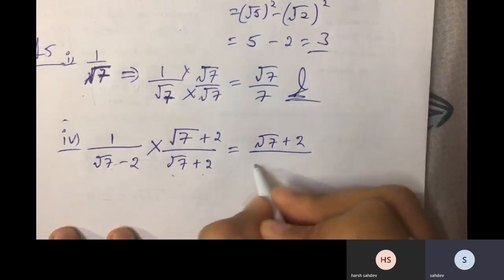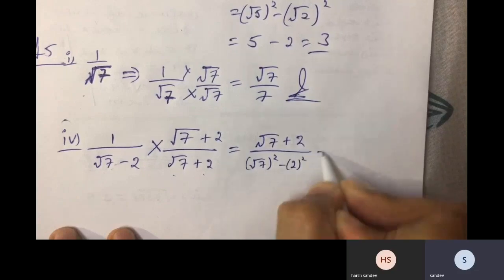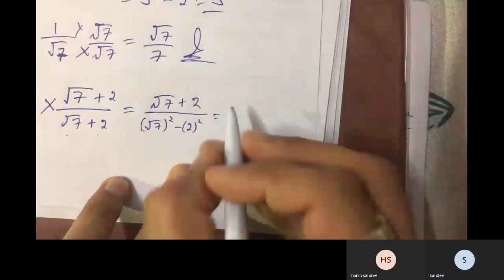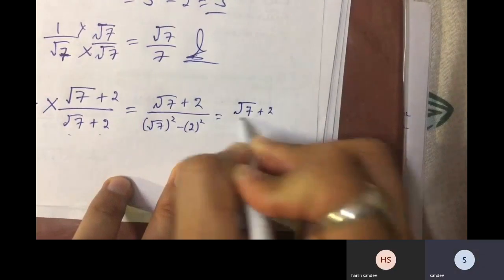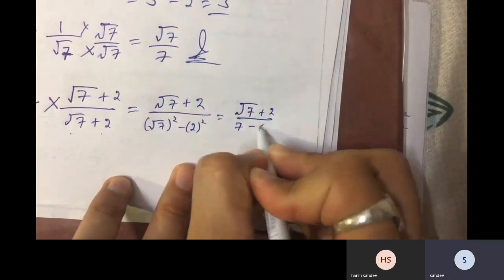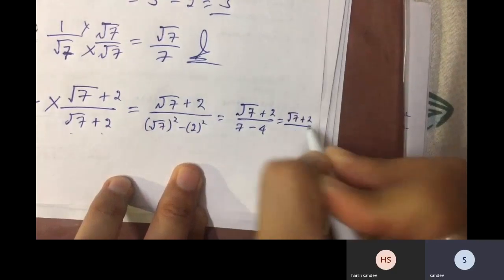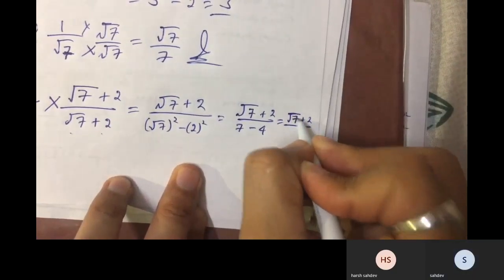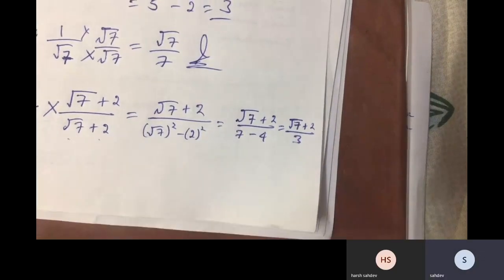A plus b will give you root 7 square minus 2 square, that is, root 7 plus 2 upon 7 minus 4, which gives you root 7 plus 2 upon 3, and this is your answer.